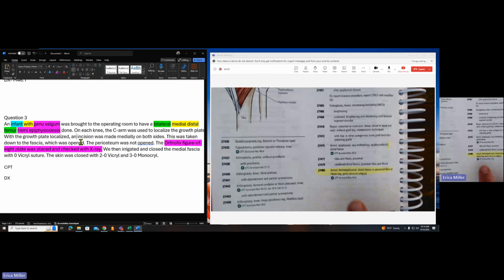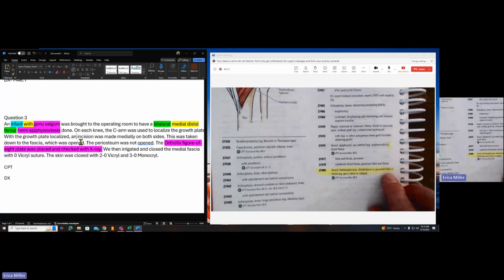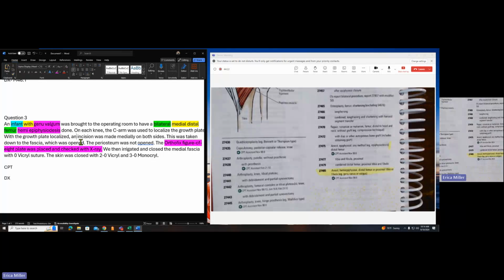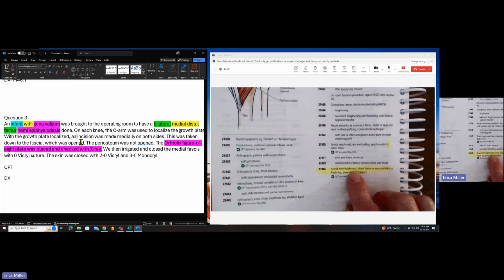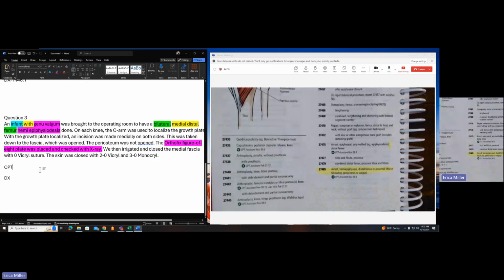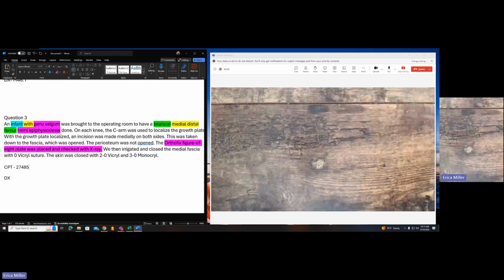There's my hemi. Arrest, hemiepiphyseal, fantastic. Distal femur or proximal tibia, could have been either one of those, or fibula. And then it says, example, genu varus or genu valgus. I love it when a plan comes together. So they not only gave us all those details, they also gave us conditions that this particular procedure would treat. So your final answer for question 3 is going to be 27485. All right, now let's get our ICD-10 code.